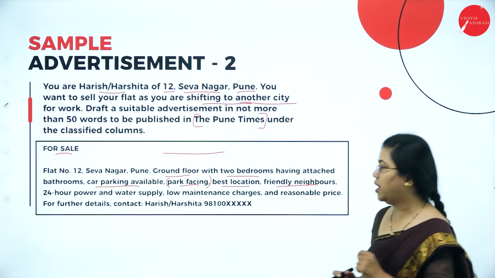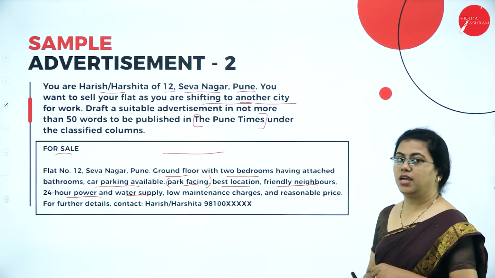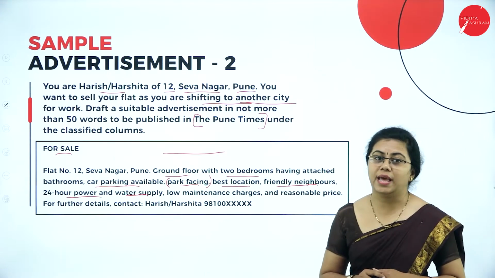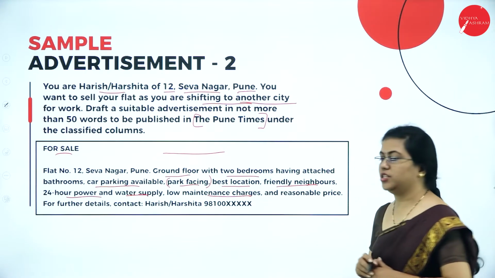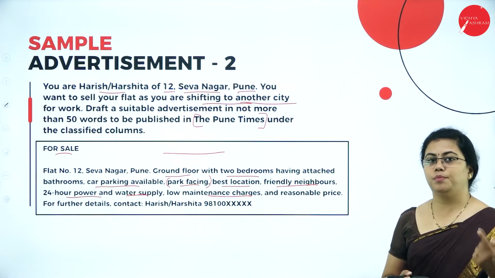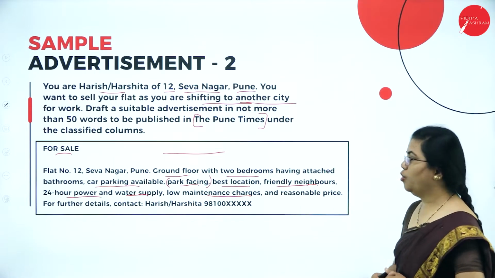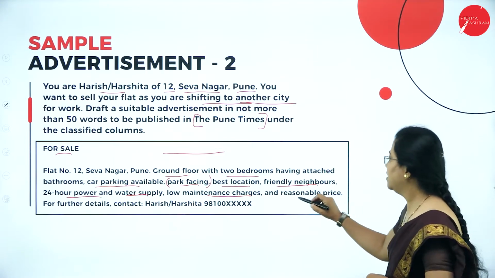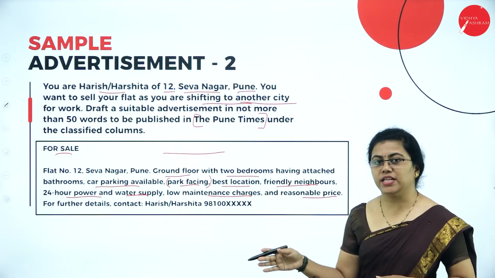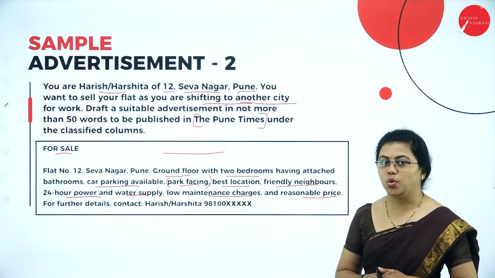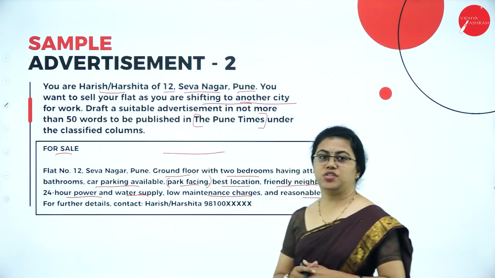Then 24-hour power and water supply. This is very important. Okay, so they will look for all amenities and all facilities. Fine. Then low maintenance charges. In apartments, you need to pay some amount for maintenance, isn't it? So that is very low over here. And again, reasonable price. So what is it reasonable price? The price you're selling it for, that is reasonable. Okay. Now what and all should you specify? You have already specified the address here.